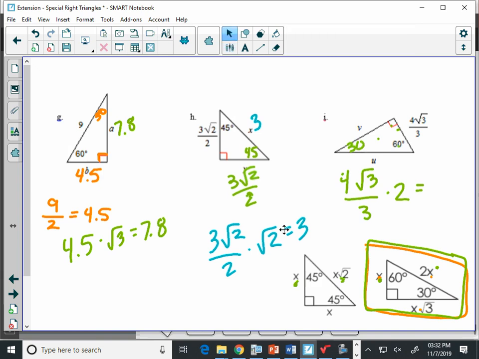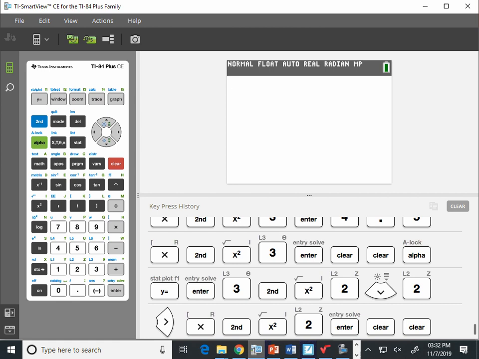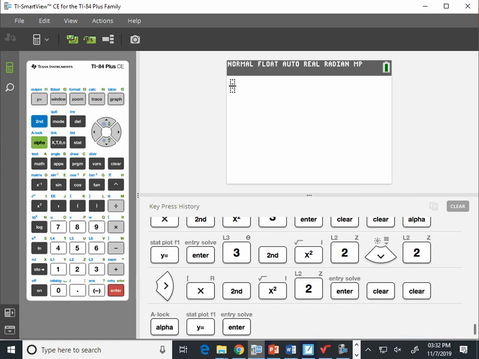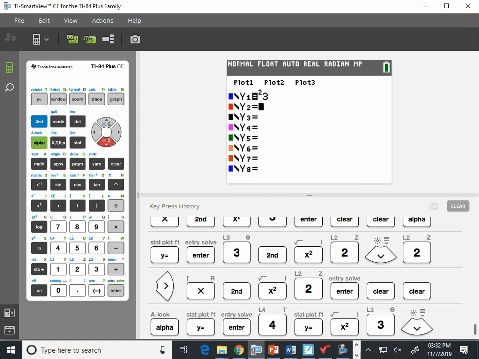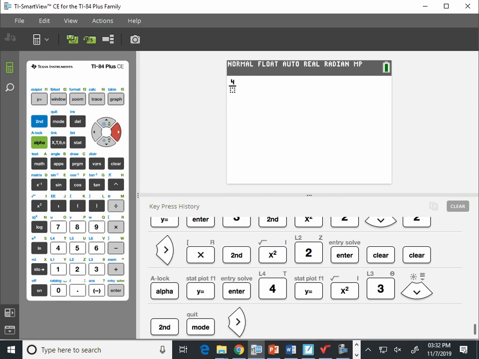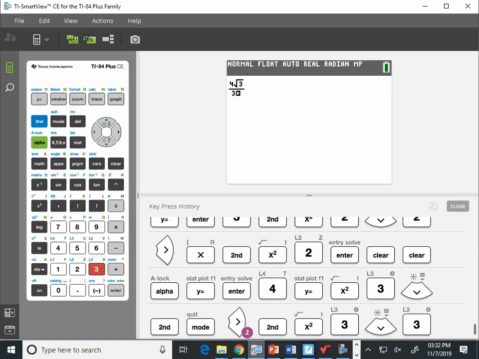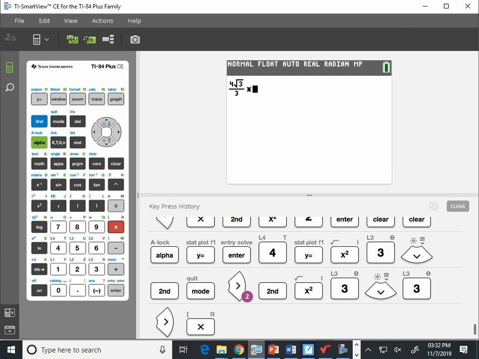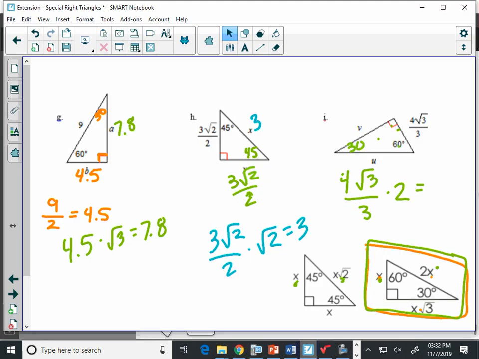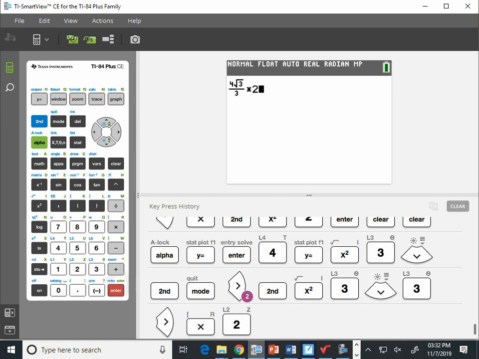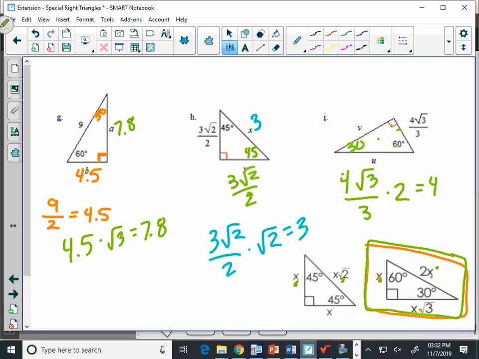So in my calculator, I'm going to do, again, the alpha y equals green button, 4 radical 3 over 3 times 2. Sorry, that was multiplying. And that gives us about 4.6. So our hypotenuse is about 4.6.